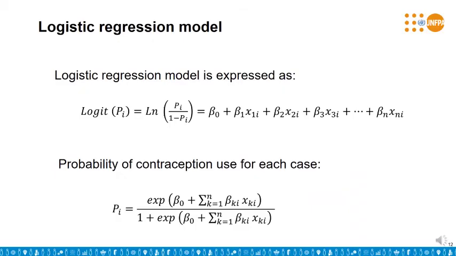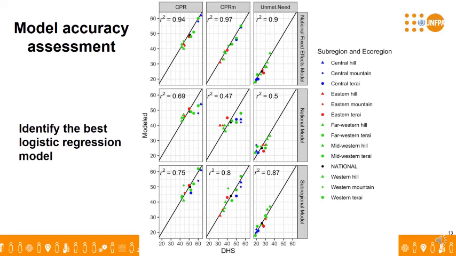We use a logistic regression model to predict each indicator at individual level. So here is the formula for the probability of contraception use for each individual person. To identify the best logistic regression model, we tested different models and compared the accuracy levels. This figure illustrates the relationship between the predicted values using models and the observed values using DHS data. Results show that the National Fixed Effect Model is recommended among the models we tested.